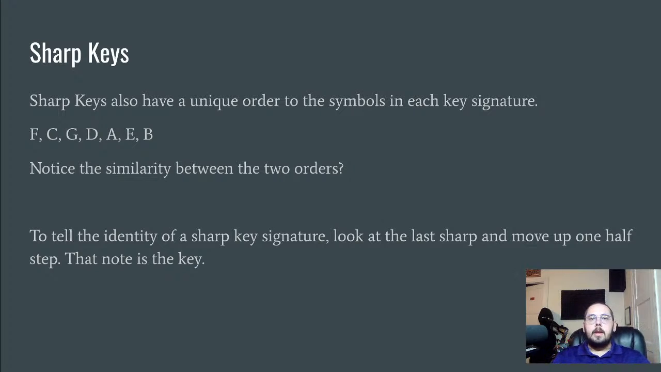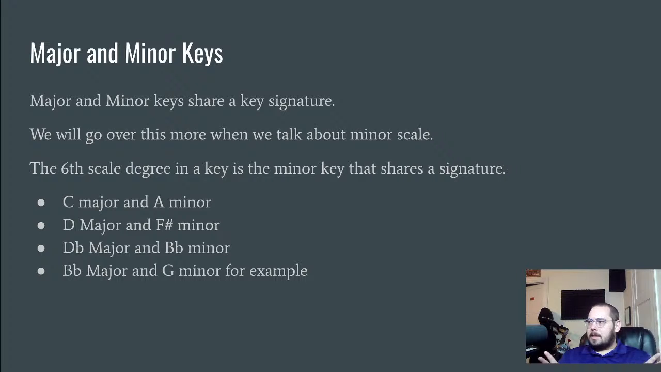So if our key signature has 4 sharps, F sharp, C sharp, G sharp, D sharp, a half step from D sharp is E. You're in E major. If you have 1 sharp, that's the F sharp, you go up a half step to G, and you're in G major. All right.